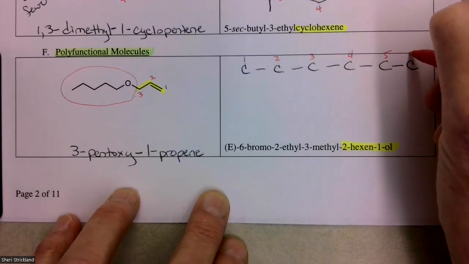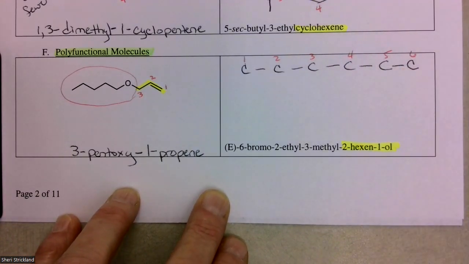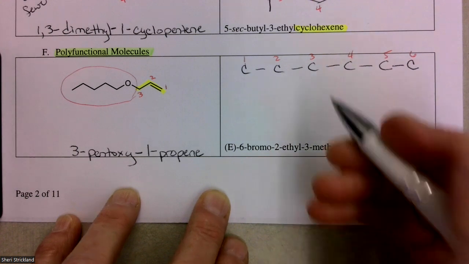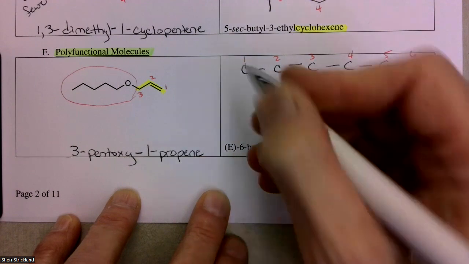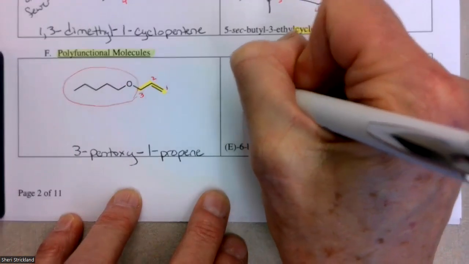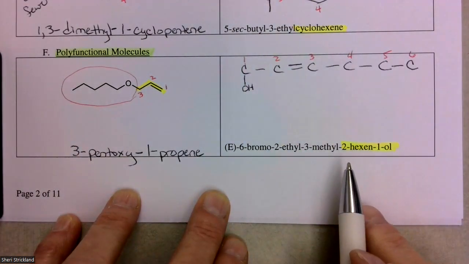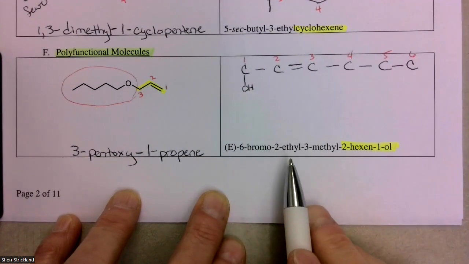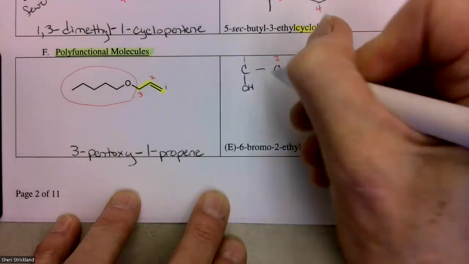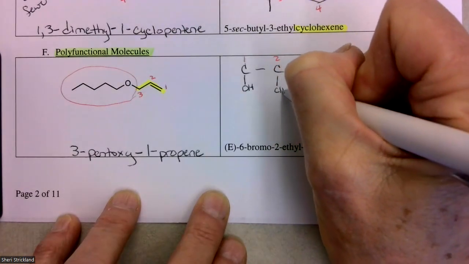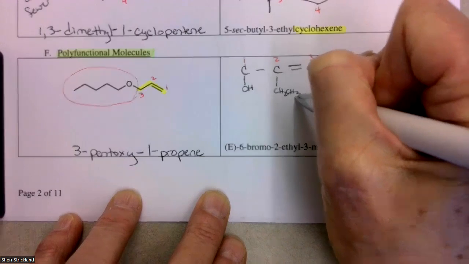A great value in numbering them, right? See? Figure out when you've forgotten one. All right, so that goes there. The 1 tells you where the alcohol is. All right, let's see what we got. 6-bromo, 2-ethyl, 3-methyl.